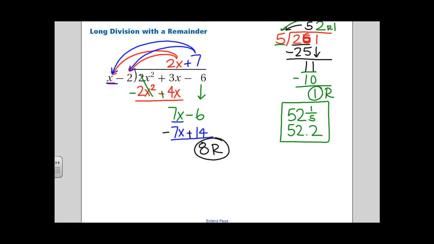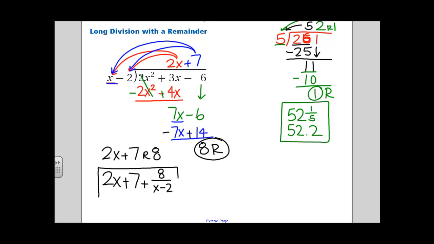But instead of writing the answer as 2x plus 7 remainder 8, that means that we have 8 divided by x minus 2, and we can't simplify it. So the answer is really 2x plus 7 plus 8 over x minus 2. It can't divide, it can't simplify, so we're just going to leave the answer like this.